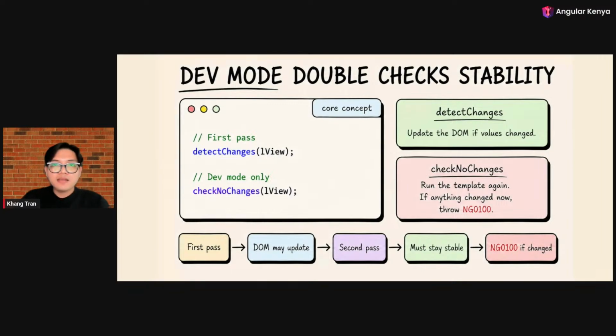In this part, if any binding returns a different value, Angular knows something changed too late. And this is where Angular throws the error that we saw from the very beginning: the expression changed after it had been checked.